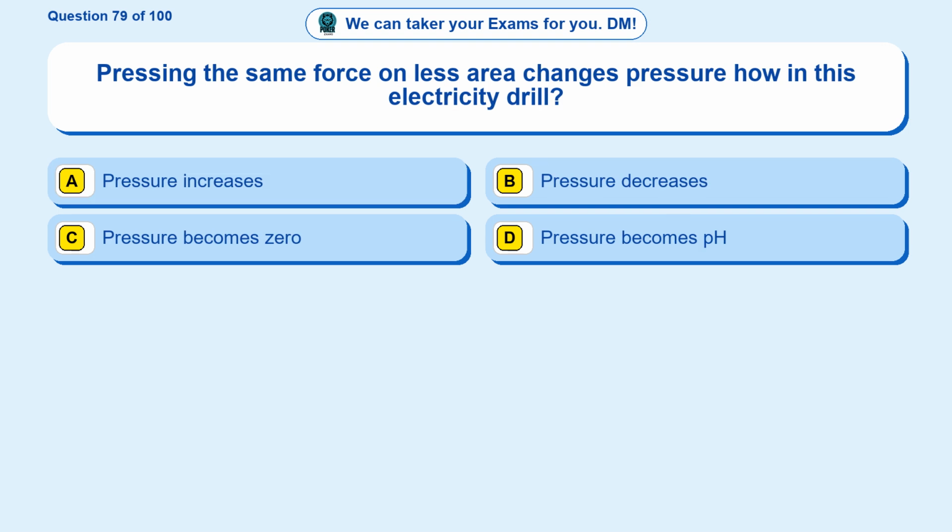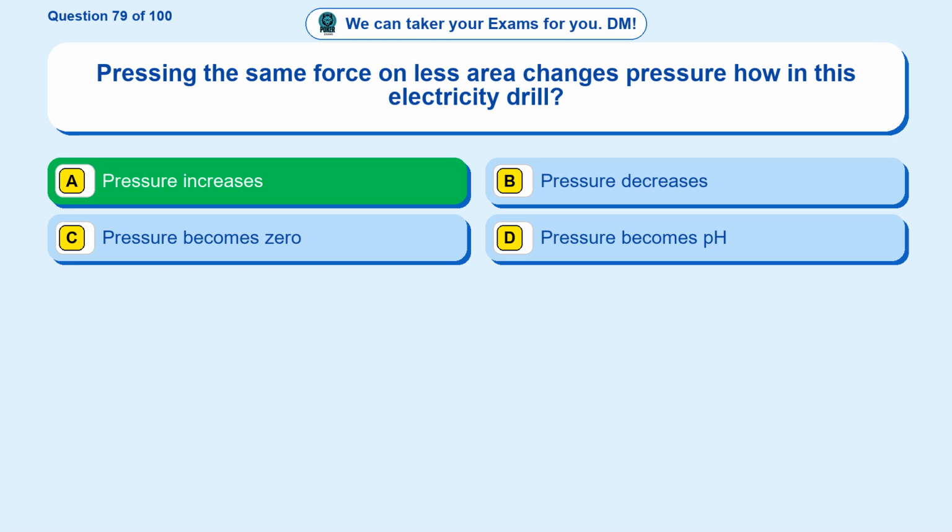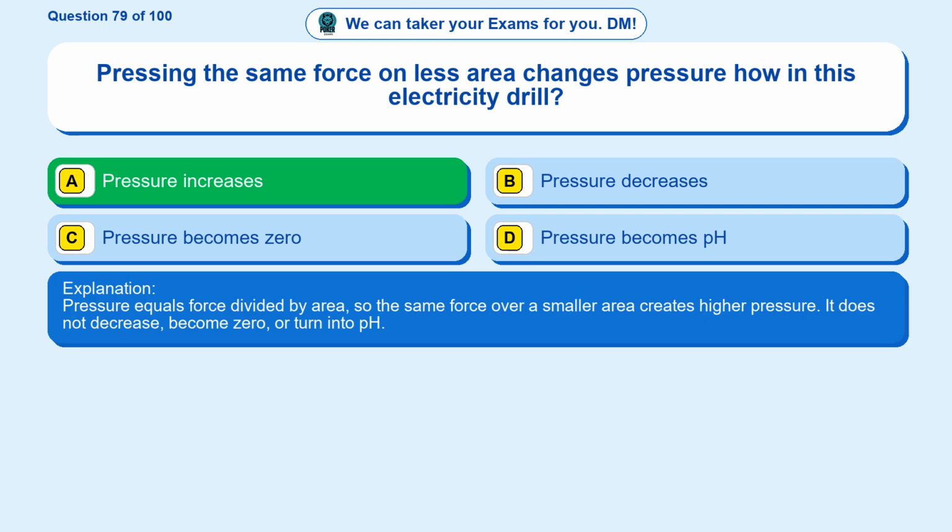Question 79. Pressing the same force on less area changes pressure how in this electricity drill? Option A pressure increases. Option B pressure decreases. Option C pressure becomes zero. Option D pressure becomes pH. The correct answer is option A. Pressure increases. Pressure equals force divided by area, so the same force over a smaller area creates higher pressure. It does not decrease, become zero, or turn into pH.